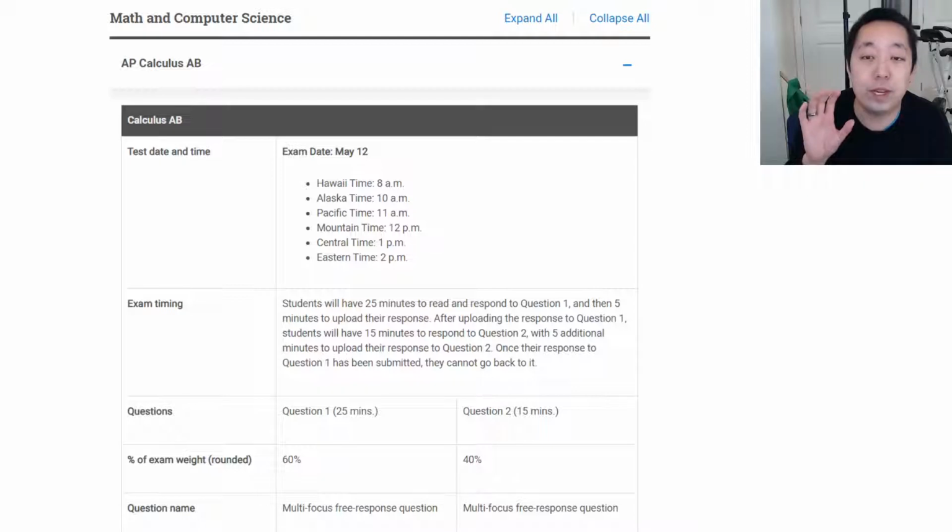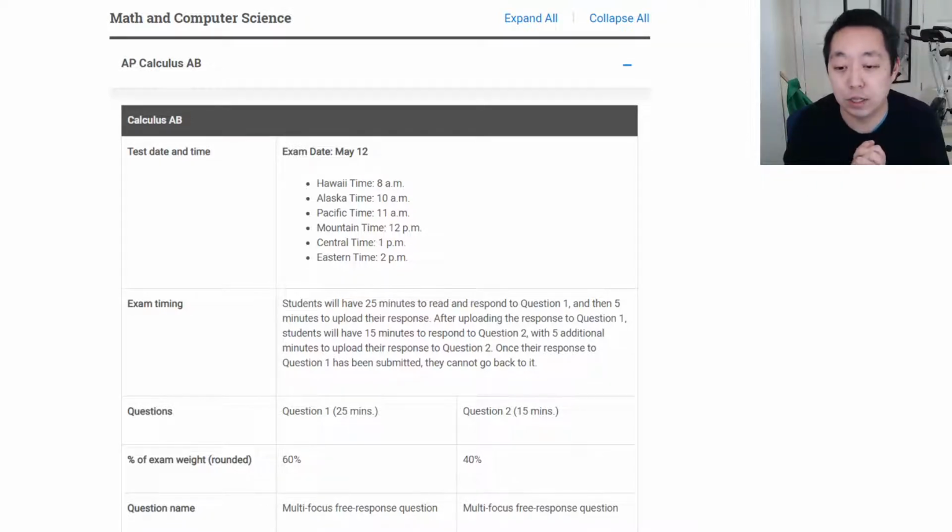Now, here's the format of the calculus one, but they're all pretty similar. Generally, for question one, you have about 25 minutes to do it. You have to submit your answer to that question, and then you get to access the second question, which you have 15 minutes to do. Once you submit an answer to the first free response question, you cannot go back and modify it.